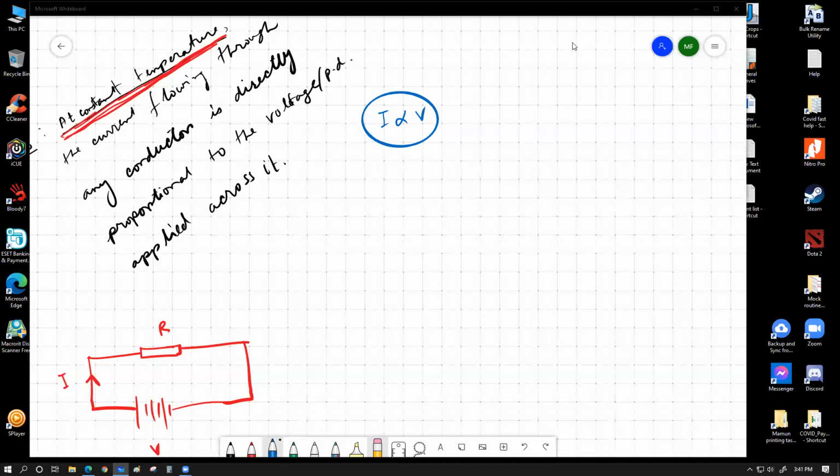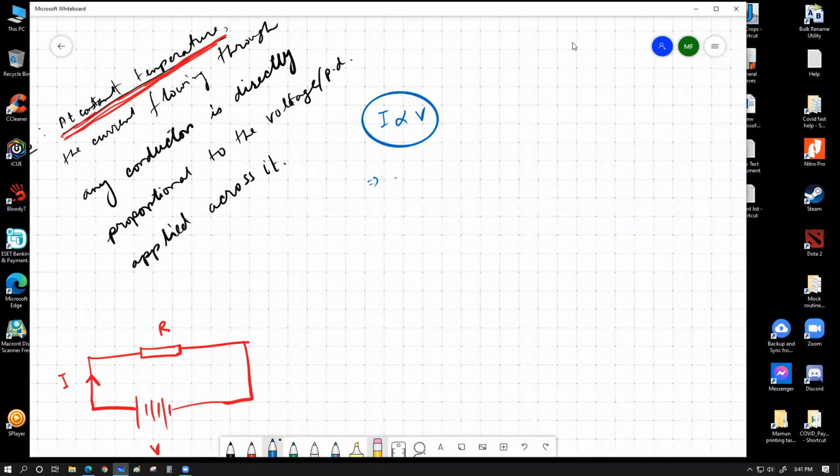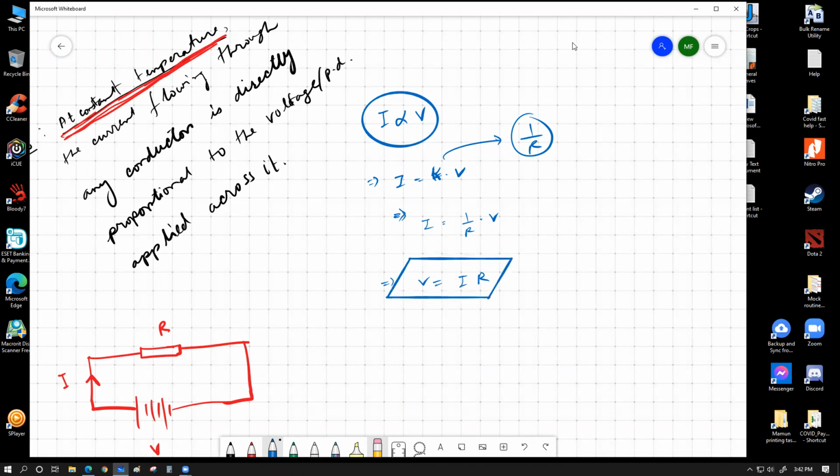So I proportional to V is the very primary version of Ohm's law, and if we just want to convert this into an equation, we get I equals K into V. And what the scientists found out is that this proportionality constant K happens to be exactly equal to the inverse of the resistance of the circuit. They found this out through experiment, and eventually we can replace this as I equals 1 by R into V. So we get V equals IR. So this is the equational expression of Ohm's law. So V equals IR.